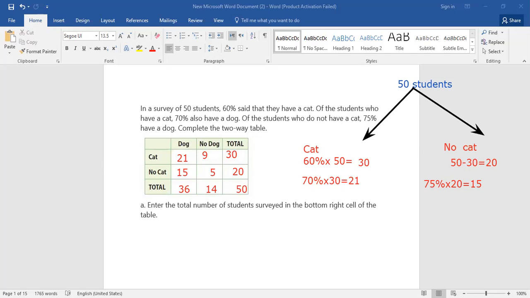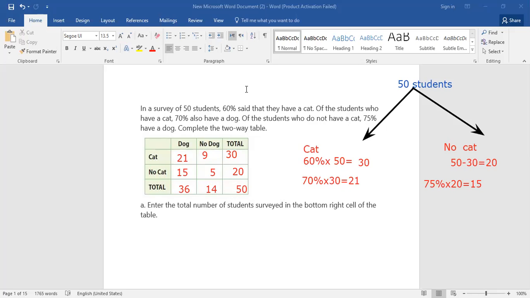Then he said 70% of those who have a cat have a dog at the same time, so it will be 70% times 30, which is 21. Okay, this is how we can fill the table. And to be sure that your answer is correct, you have to add vertically and horizontally. Then you find that you have the same answer every time.